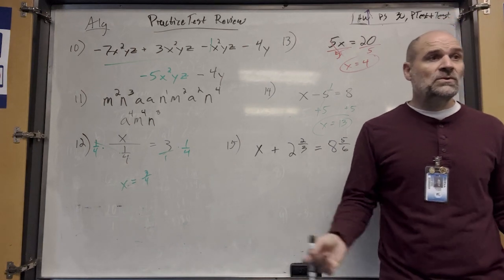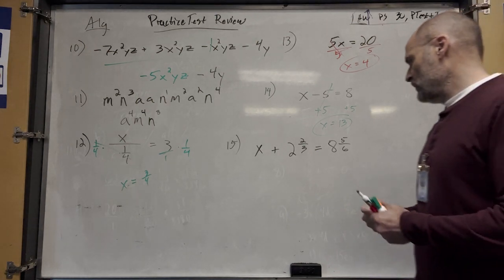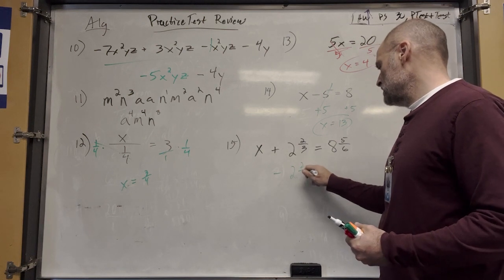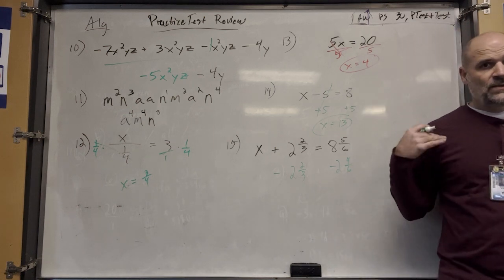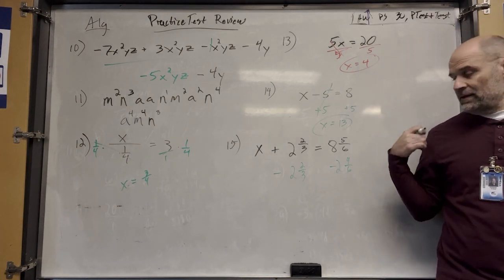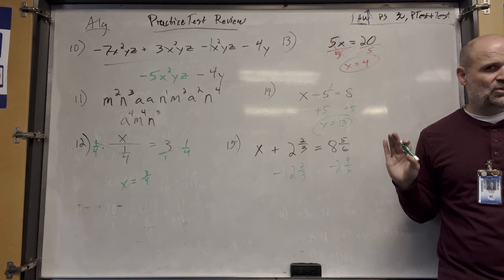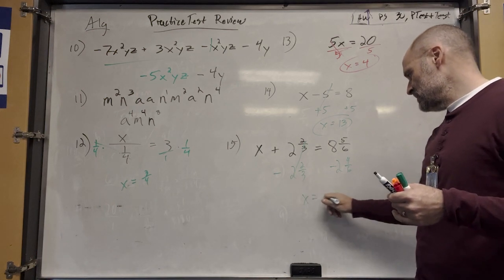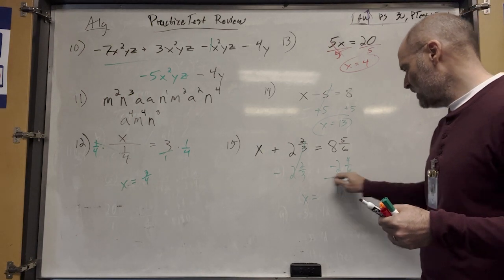Okay, so same rules apply. That weird looking guard is guarding x. And how do you get rid of that weird looking guard? Subtract it. Okay, I'm not afraid. I'll do that. Minus 2 and 2/3. Minus 2 and 4/6. Same thing, right? Because 2/3 is the same thing as 4/6. Everybody okay with that? That I did that little shortcut? So x equals 5/6 minus 4/6 is 1/6. 8 minus 2 is 6. Forget about it. You're done.